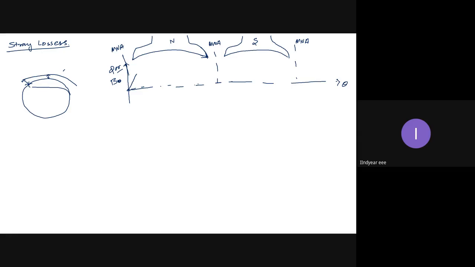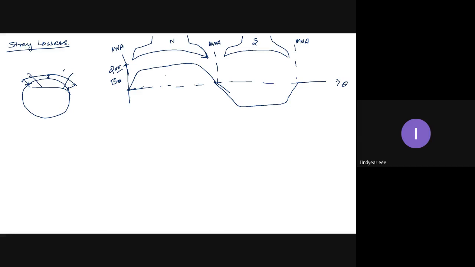So here the air gap is more, so therefore the reluctance is more. After some time, from almost this point to this point, air gap is almost constant. Therefore, the flux will remain constant, as the reluctance will remain constant. So the flux will remain constant like this. Again, it will decrease to 0 on MNA. In the negative direction, the flux will increase in this direction.